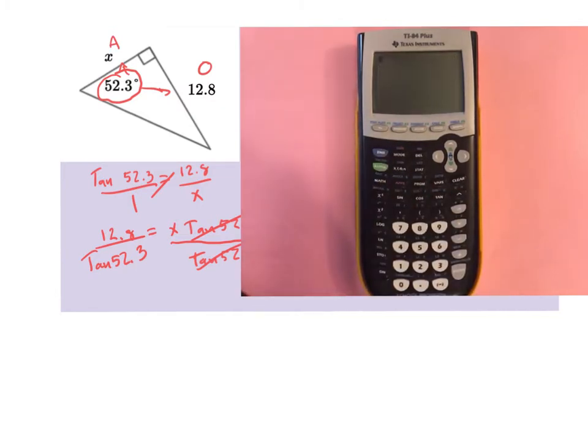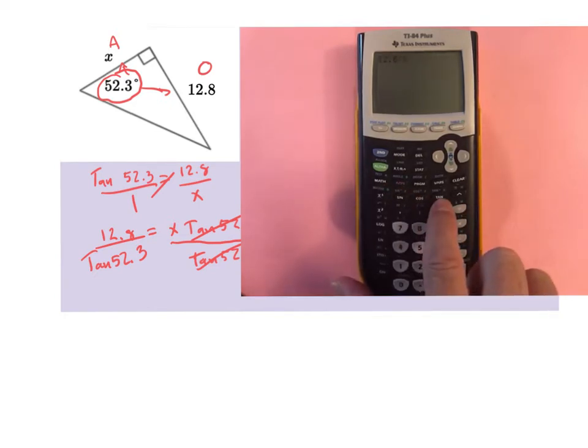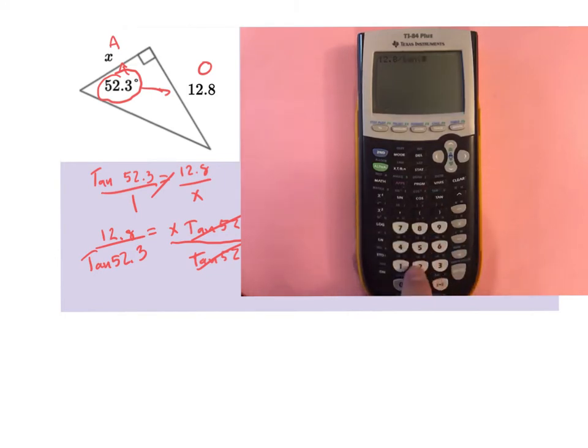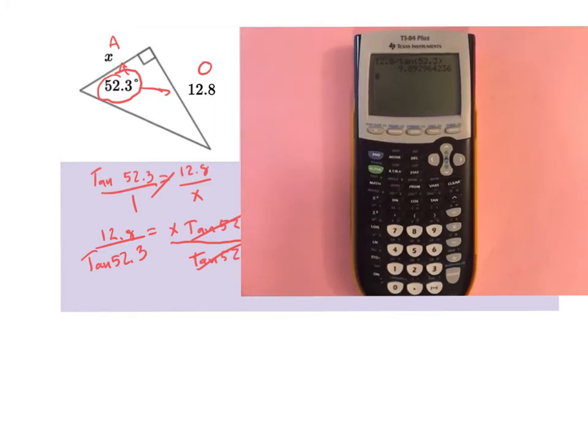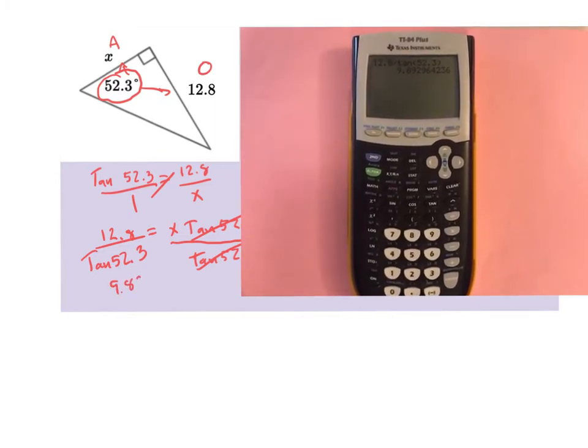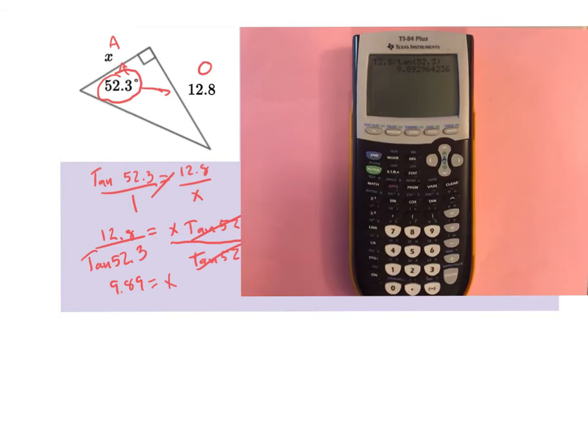Once you have that done, now it's just a matter of plugging it in. You want to do 12.8 divided by, then you just hit the tangent button, and then 52.3, and I like to close the parentheses all the time, hit enter, and that will be your answer. So 9.89 will equal x in this case.